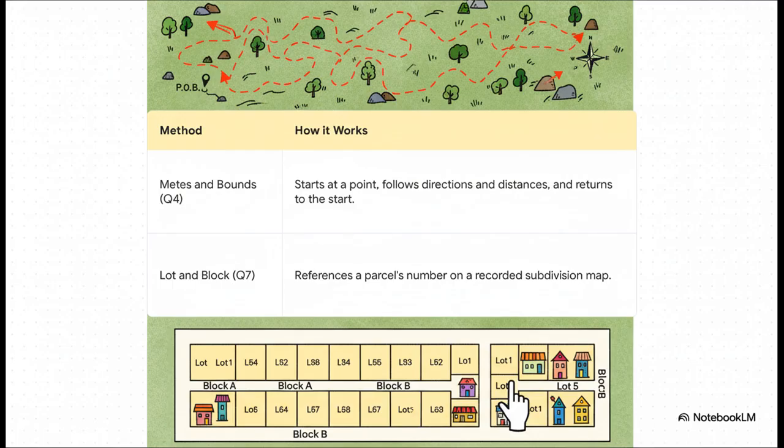Then you have the more modern lot and block system. This one's way easier. It's used for subdivisions, and it's basically like saying it's lot number 5 on block B as shown on this official map.